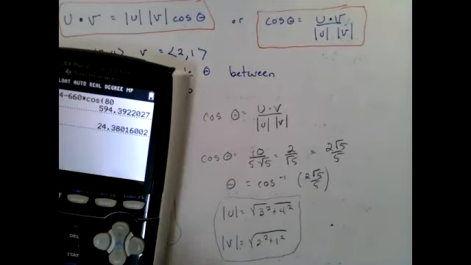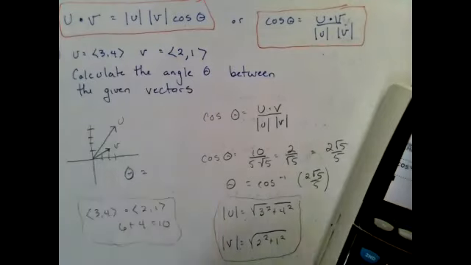I'm doing all the work again and I don't like it. The inverse cosine of 2 times square root of 5, and then I want to divide by 5. I got 63.434. Uh-oh. I got 26.565.